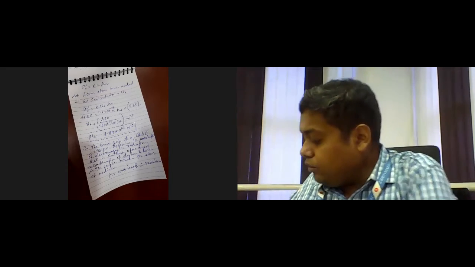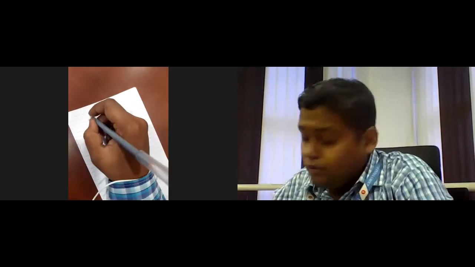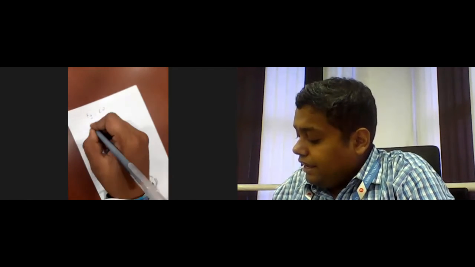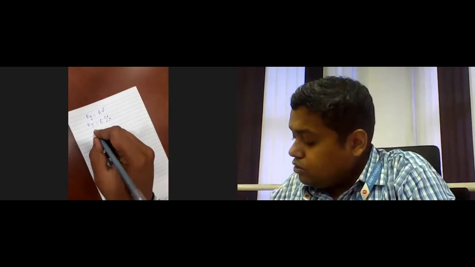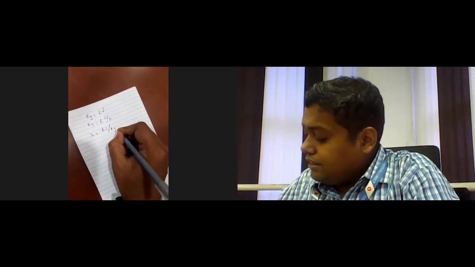So find out the value of lambda. Time is very low. So the suitable formula is Eg equal to h nu. So Eg equal to hc by lambda, where h is the Planck constant, c is the velocity of light in free space. So lambda is equal to hc by Eg. So what is the value of lambda?